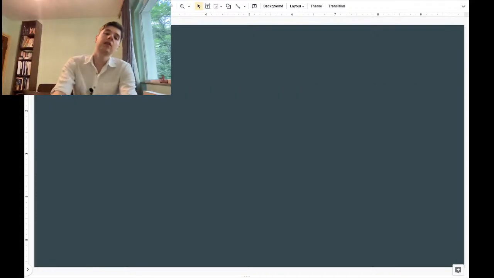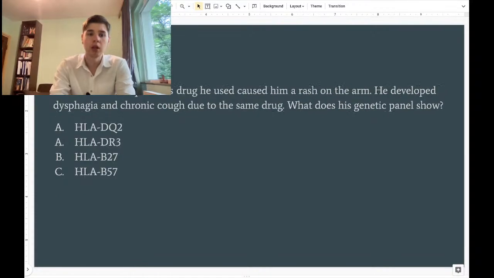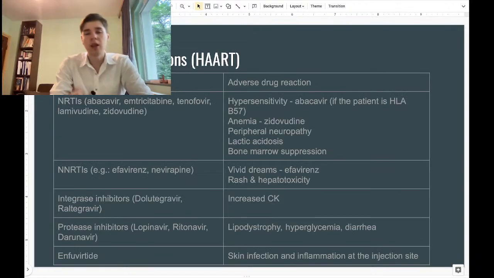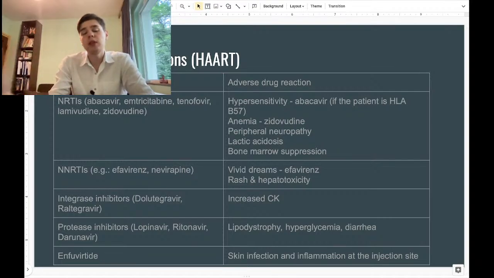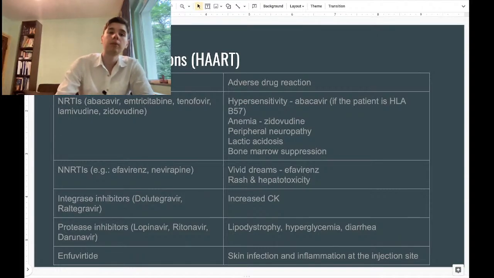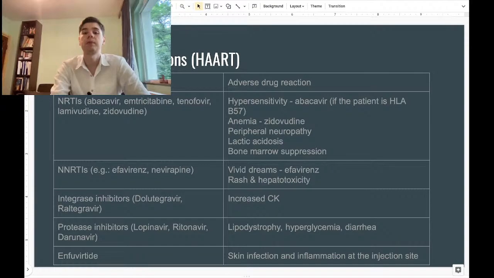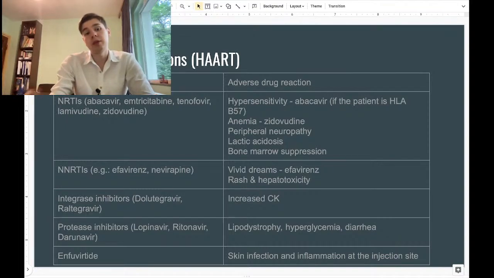Okay, so the answer is C for the first one, namely ritonavir, and D for the second one, namely HLA-B57. Let's discuss a little bit the questions. Ritonavir is, as we can see here, a protease inhibitor. It is responsible for lipodystrophy, as the patient presented with thin arms and legs, but a buffalo hump. On the other hand, dolutegravir is an integrase inhibitor, and the other therapy, abacavir, is an NRTI.